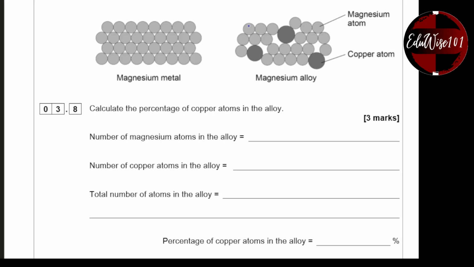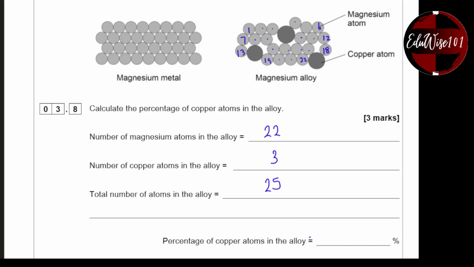So if I count the number of atoms, 1, 2, 3, 4, 5, 6, 7, 8, 9, 10, 11, 12, 13, 14, 15, 16, 17, 18, 19, 20, 21, 22 atoms. You have 22 atoms. Number of copper atoms, you have 1, 2, and 3. So 3 of them. Total number of atoms, you simply add them up, will give you 25.